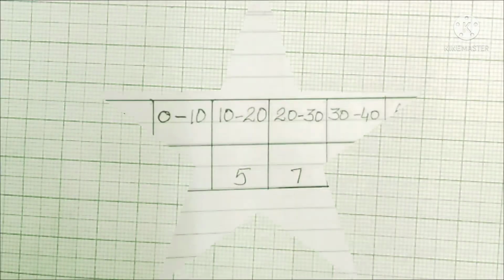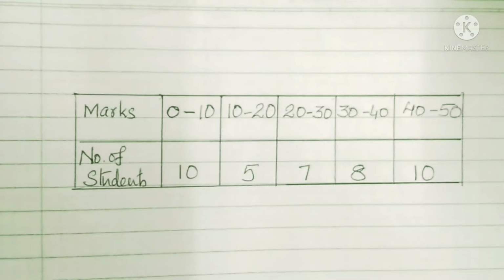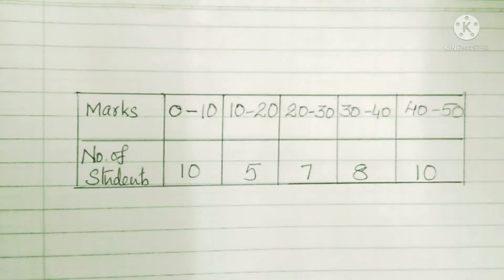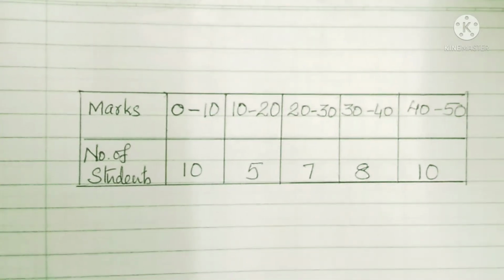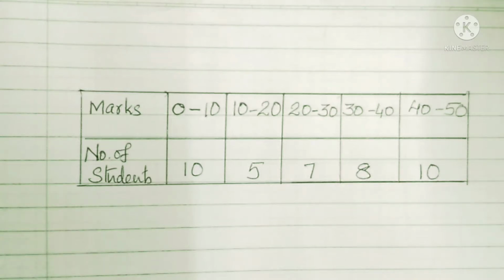Now what is the difference between a histogram and a bar graph? After drawing it, we will compare the two and find out the difference. Here is a data which we need to represent using a histogram. What information is given?